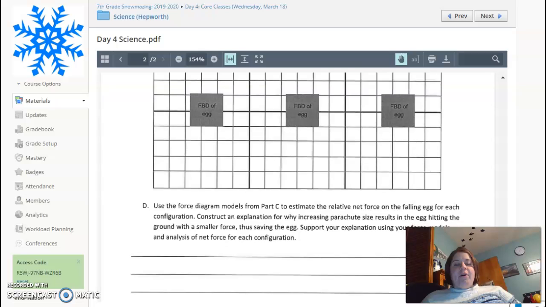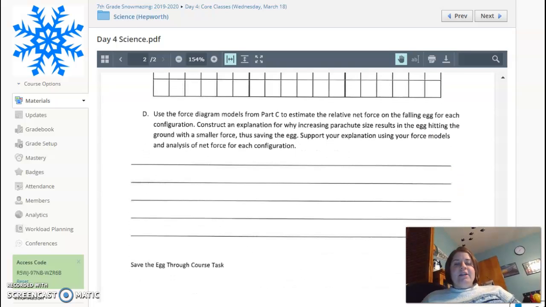There's just one more part to this task, okay? Is you're going to construct an explanation for why increasing parachute size results in the egg hitting the ground with a smaller force. So make sure to use your force model in order to support or provide evidence for your explanation.